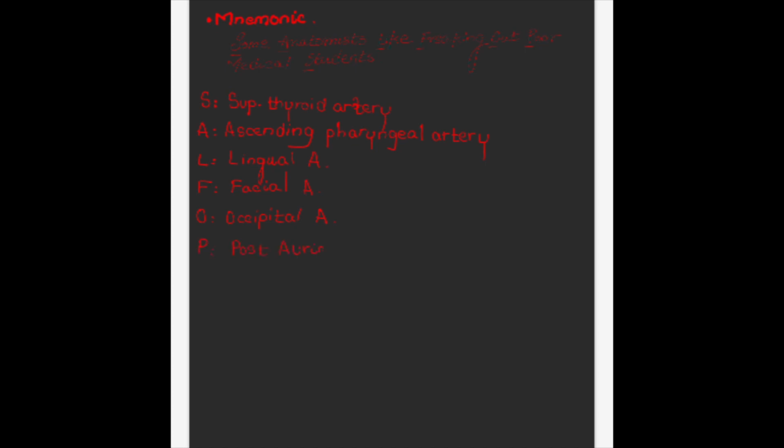Right, so the branches. S for superior thyroid artery, ascending pharyngeal artery for A, L for lingual, F for facial, O for occipital, P for posterior auricular, M for maxillary, S for superficial temporal. I cannot even imagine just memorizing the names without having a mnemonic. Also, the mnemonic is in the order of the branches that come out of the external carotid artery.